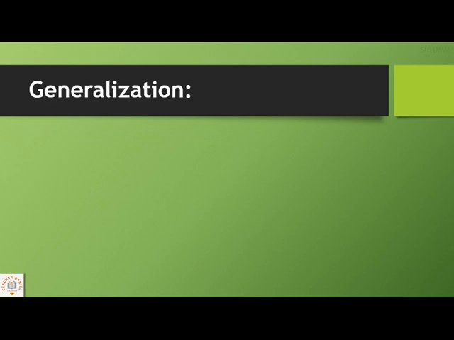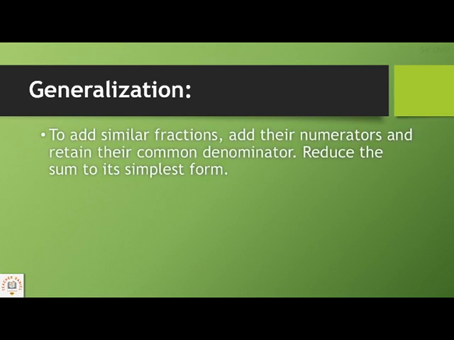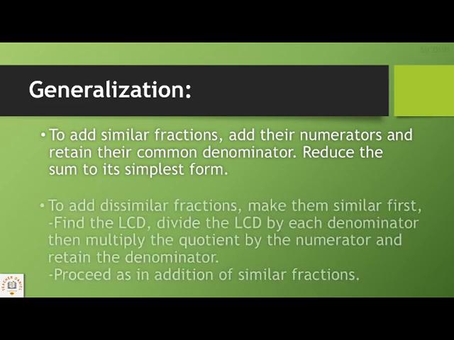For our generalization, to add similar fractions, add their numerators and retain their common denominator. Reduce the sum to its simplest form. To add dissimilar fractions, make them similar first by finding the LCD. Divide the LCD by each denominator. Then multiply the quotient by the numerator and retain the denominator. Proceed as in addition of similar fractions.